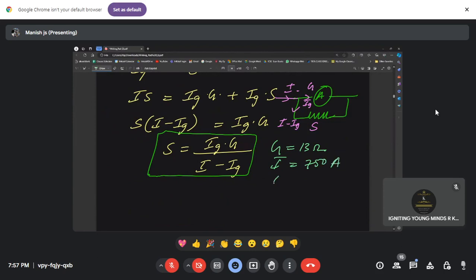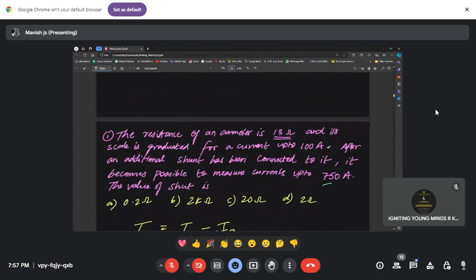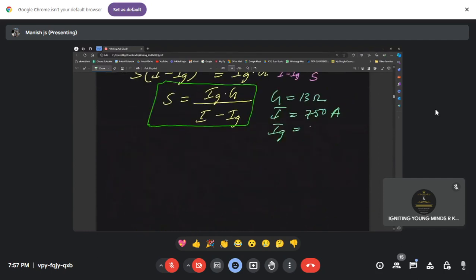Okay. And Ig, primarily it is just 100 amperes, right? Let me check. Yeah, until 100 amperes. So that we have it as 100. And now you go and substitute all the values that we have in this formula. So when you go and substitute, what happens? You get S equals, so Ig is 100 and G is 13, so 100 into 13 upon 750 minus 100. Simplify it. Okay. How much do you get, children, if you simplify this? What is the value of shunt that you're getting?